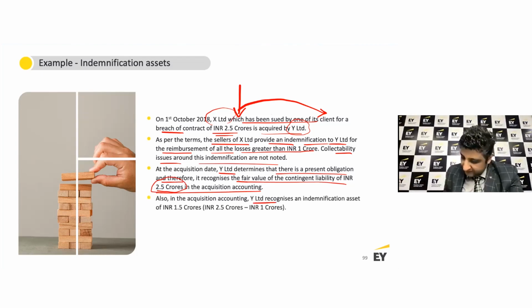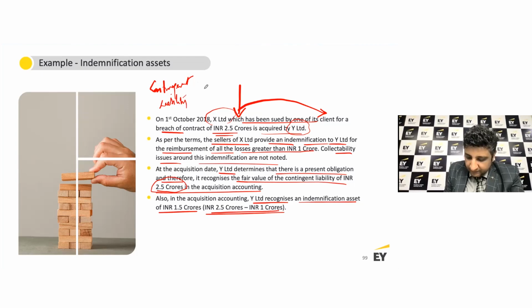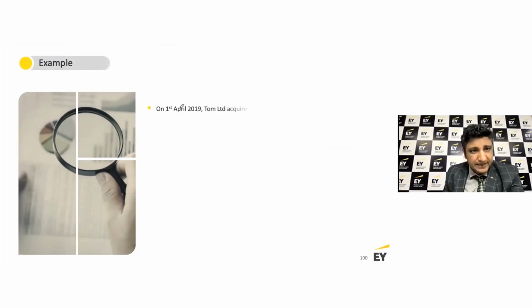Also, Y Limited shall recognize an indemnification asset to the extent of the differential amount that would be recoverable, right, from X Limited, and that's where you start looking at the recognition of both the contingent liability and the corresponding indemnification asset at the time of the goodwill recognition or at the time of purchase accounting. All right. Let's have a look at another example.